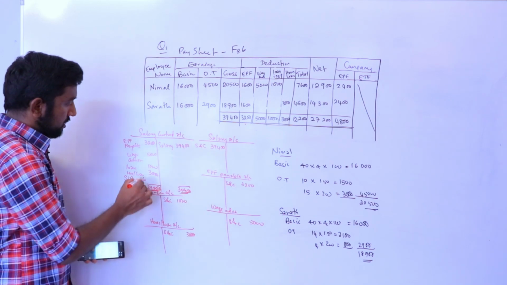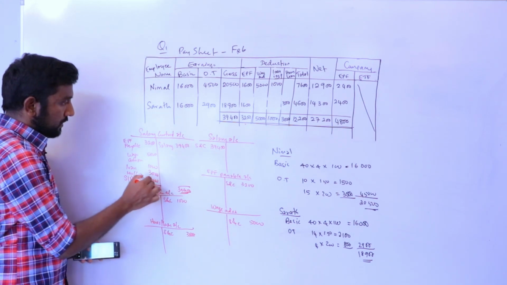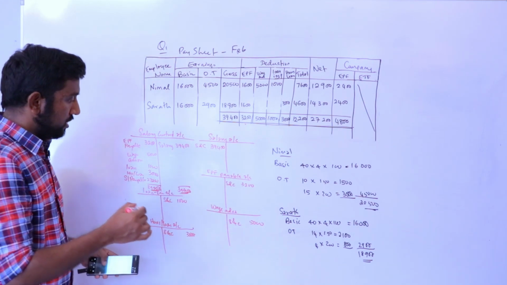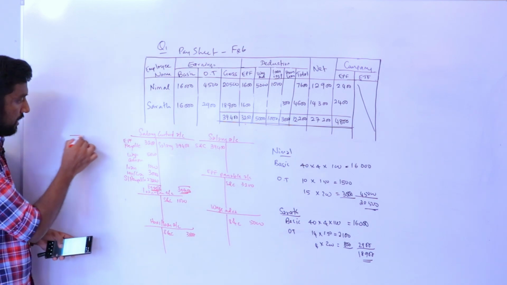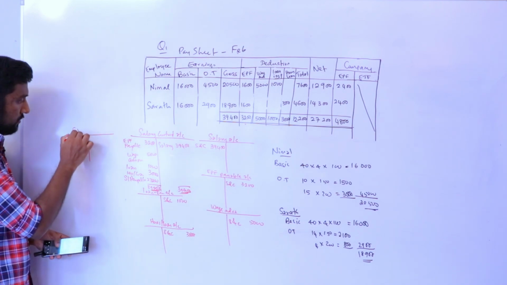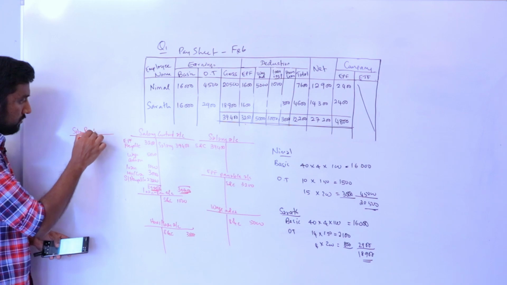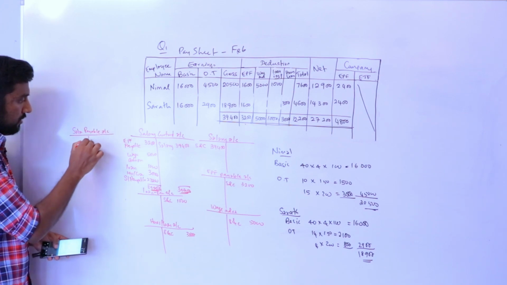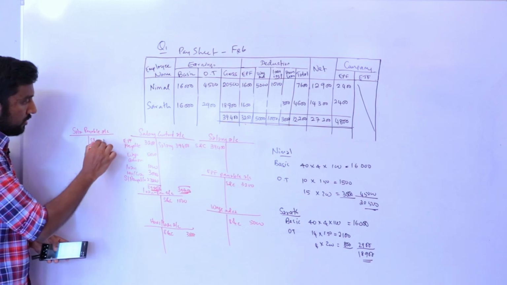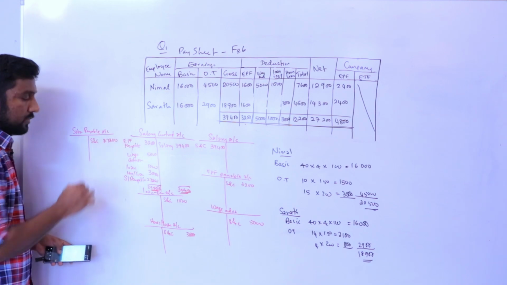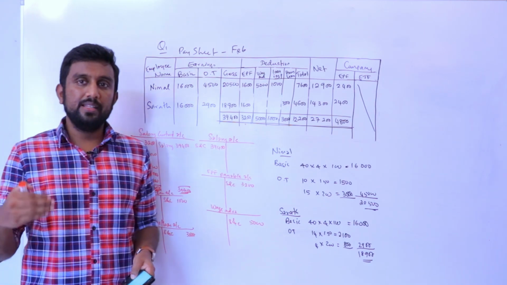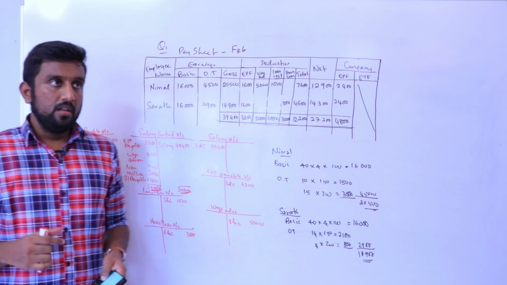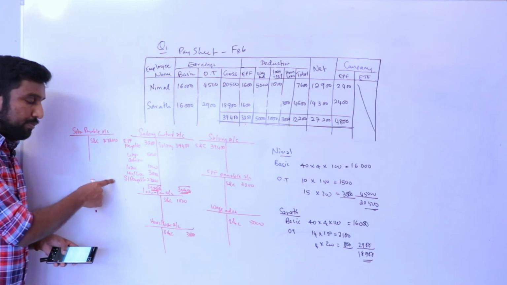39,400. Net salary we know, 27,200, which is supposed to be transferred to the salary payable account. Right? So salary control, how much? 27,200. So when will they pay this? They'll pay this next month. Right? So that is important.